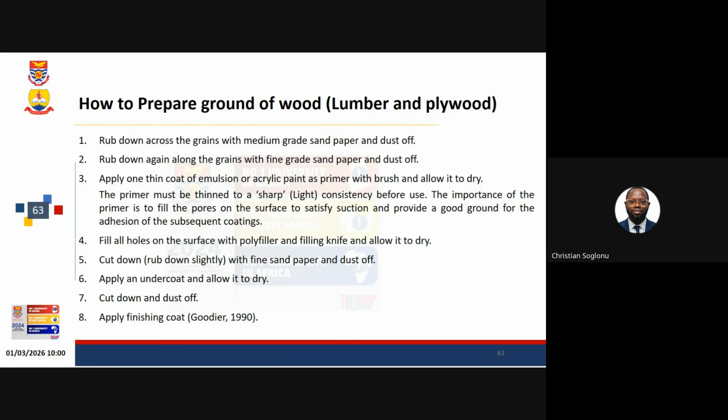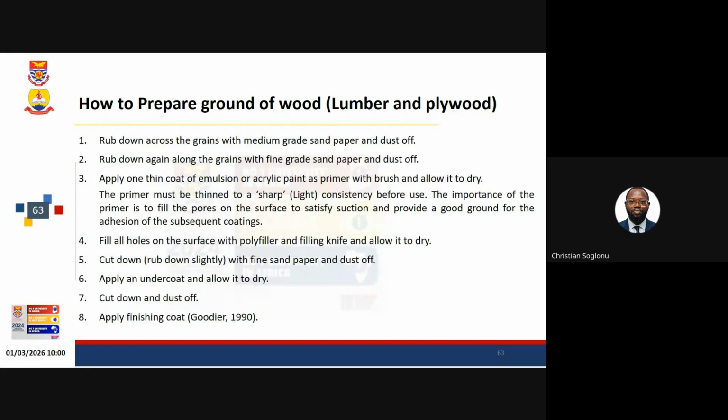So you should make sure you get a grain that is more than the first one that you used. Yes, sir. The first point was saying we should rub down across the grain, and the second point is also saying we should rub along the grain. So please, can you clarify the two before we move on?